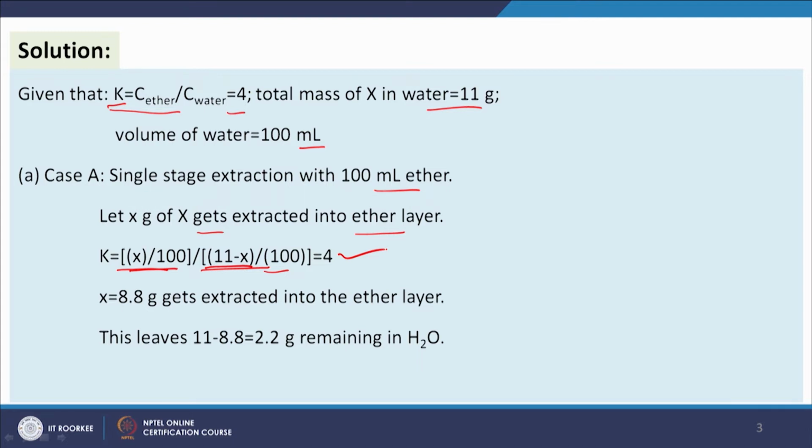So, by solving this expression for x, we are getting 8.8 gram. So, 8.8 gram of X gets extracted into the ether layer. How much is present in the aqueous phase? That is 11 minus 8.8, that is equal to 2.2 gram remaining in the water. So, case A we are able to solve now, then case 2, case B.